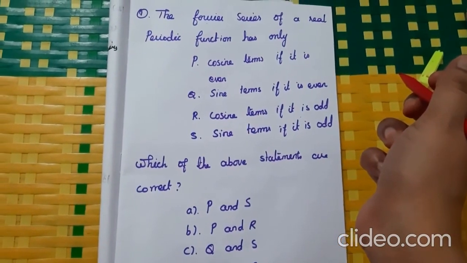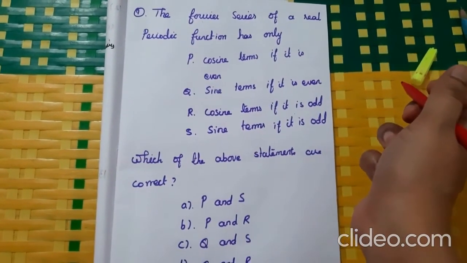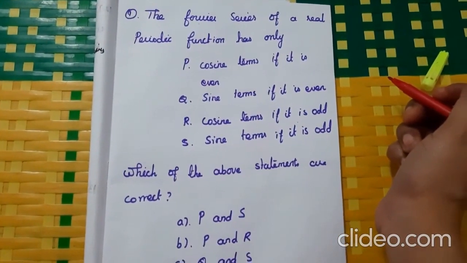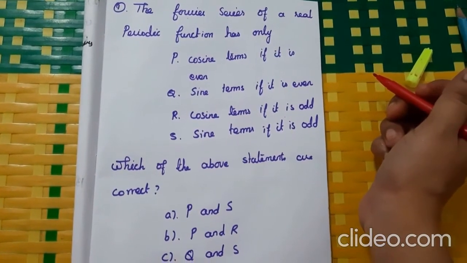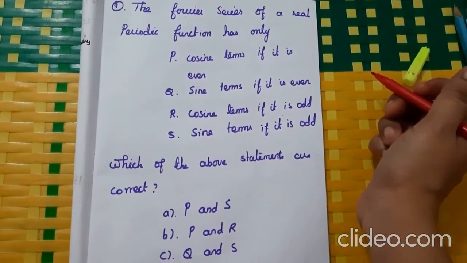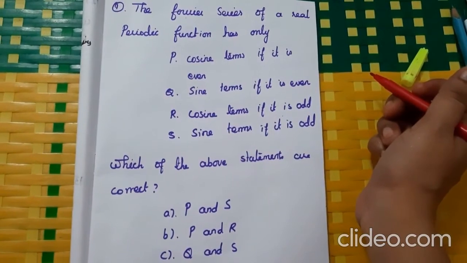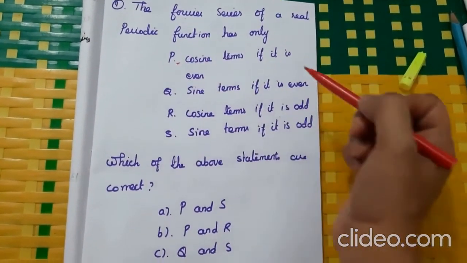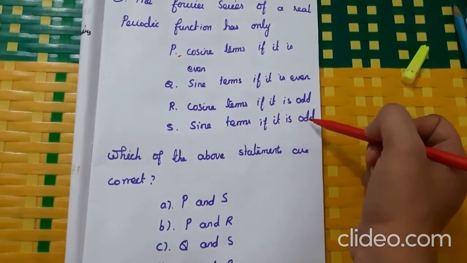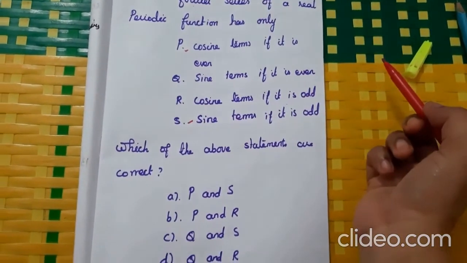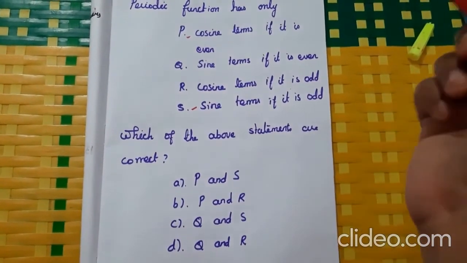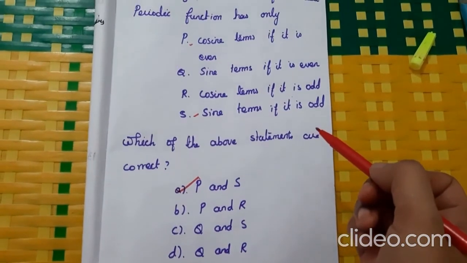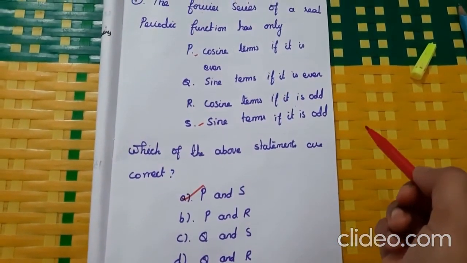First question, the Fourier series of a real periodic function has only, and this Fourier series for the case of a real periodic function has cosine terms if it is even, and sine terms if it is odd. So the cosine terms if it is even means this is P, and sine terms if it is odd, that is S. So the correct answer is P and S. So the correct answer here is A, P and S. So for the first question, the correct answer is A.